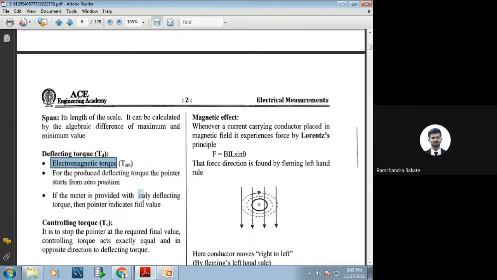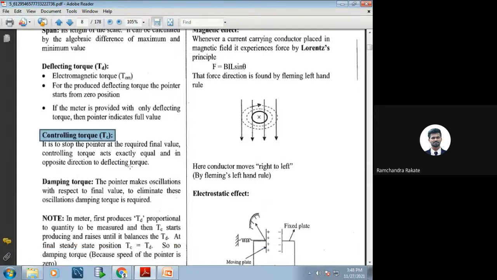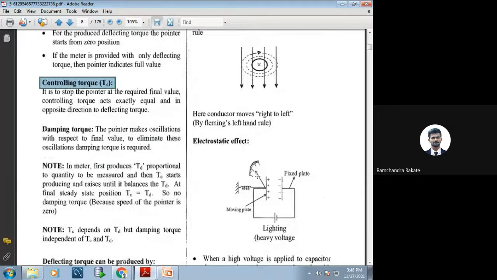Here they have shown only the deflecting torque. The pointer indicates the full value. The next torque is the controlling torque. Now the deflection has been done. This is my zero point and this is my last point. In technical words, we say it is the null position or zero position. This last position is the full scale deflection, FSD.